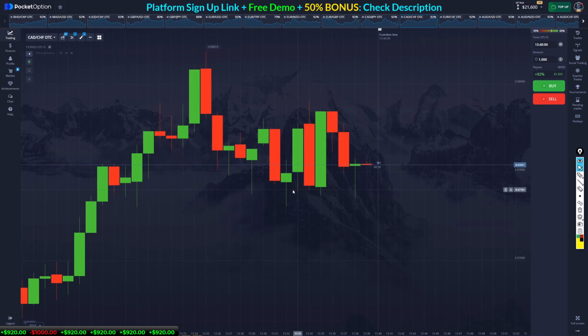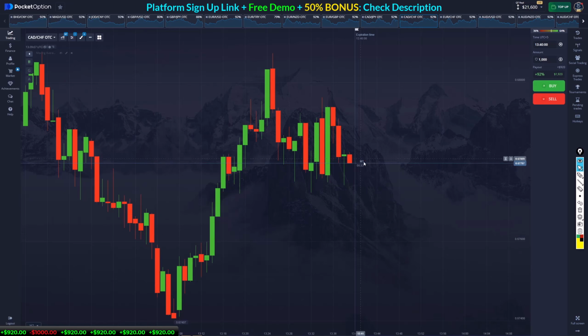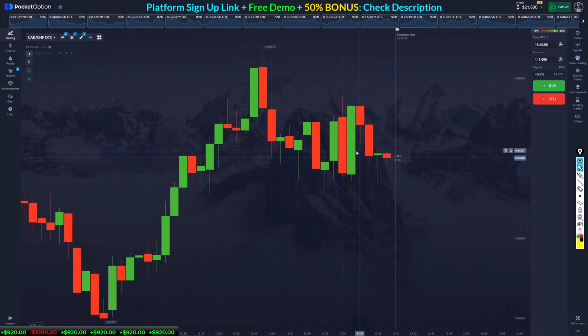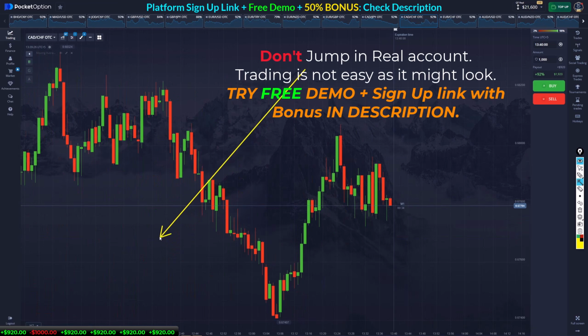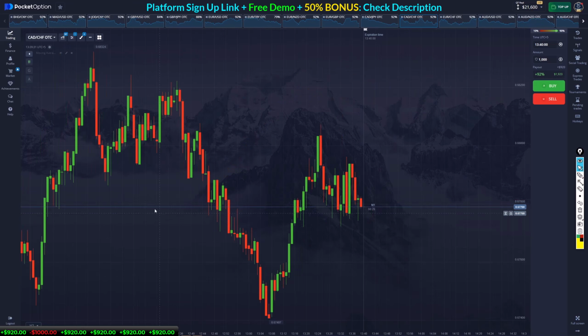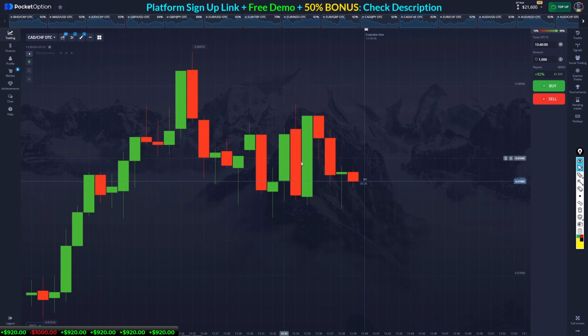Here's the thing that I have recently noticed. I haven't tested it enough, so please do not jump into real account trying the stuff you see in this video. Please just try the demo account, and if you create your Pocket Option account with the link in the description, you will get 50% bonus. Also, there's a free demo account you can try out and the things that you'll learn.